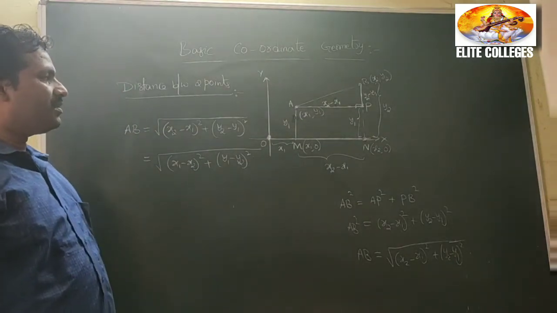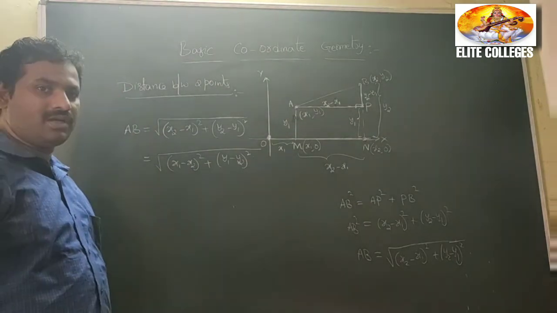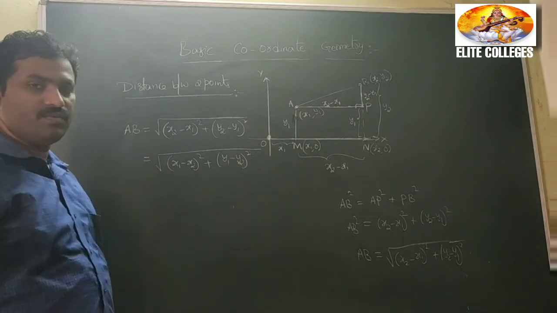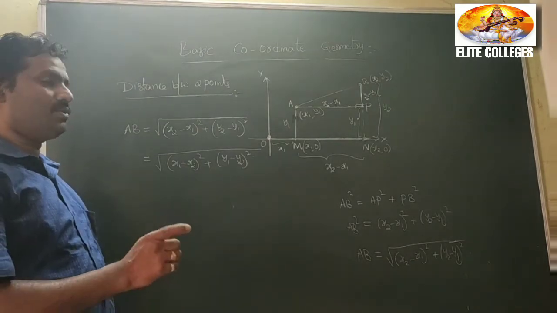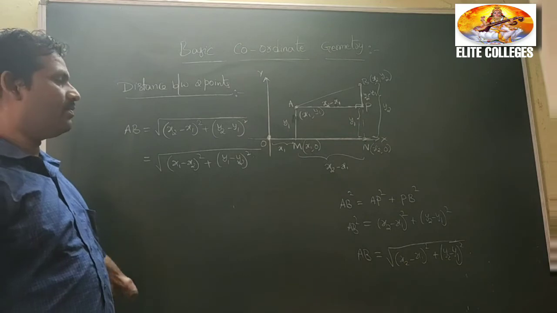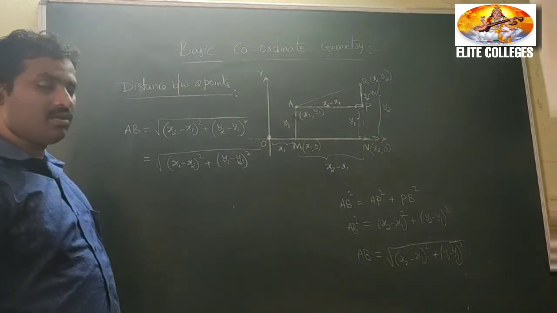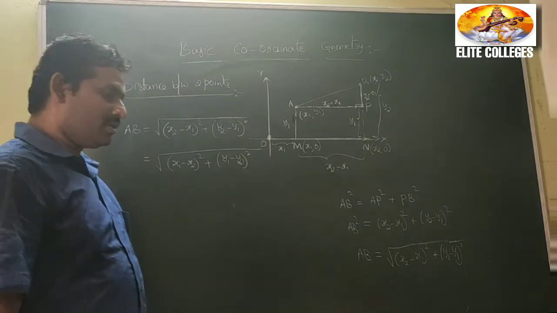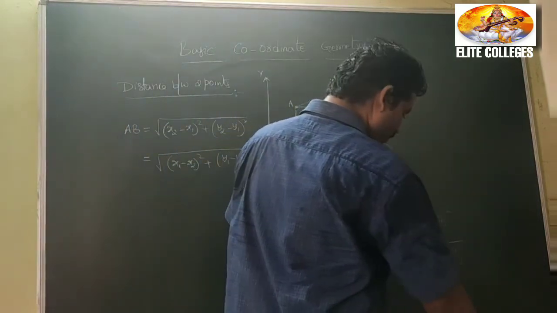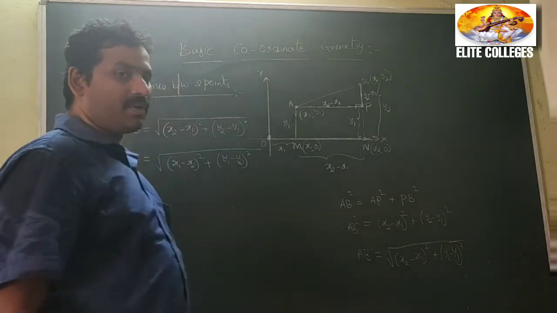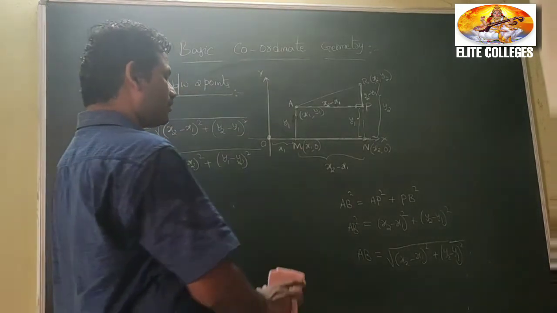So for every formula there should be a proof. Without proof we can't use anything in mathematics. So for everything, even for a small thing, there is a proof. So we have to learn the proof. If we understand the proof of this one, we can apply this very easily.